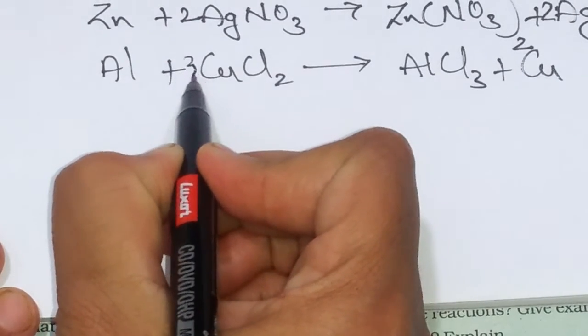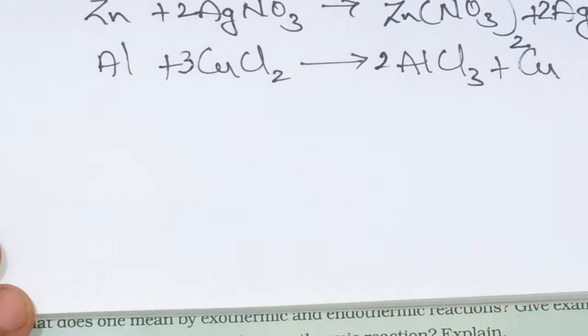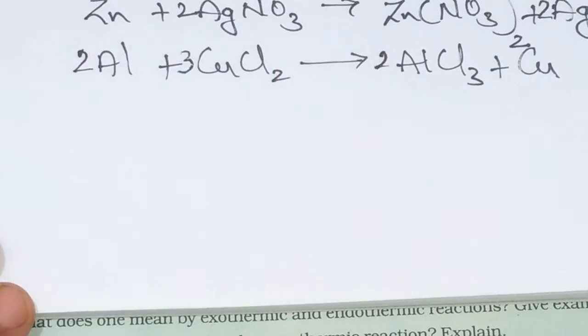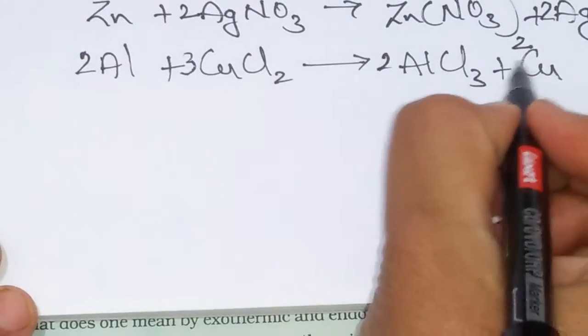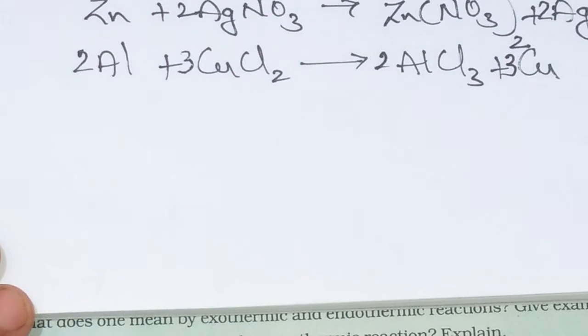For chlorine, if you write 3 before CuCl2 and 2 before AlCl3, then on both sides it becomes 6. So what we can do here, again aluminium should be balanced. Let me write 2 before aluminium, and copper should be balanced. Let me write 3 before copper. Now once you check, aluminium on both sides 2, copper on both sides 3, then chlorine on both sides 6 atoms.